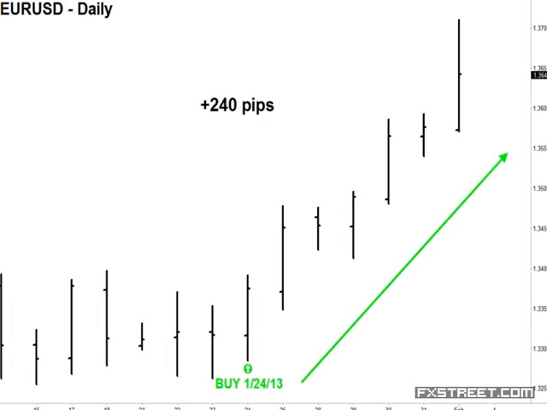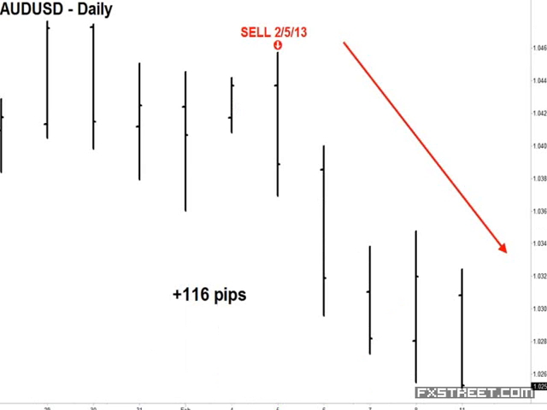Here's another we provided all our members in the Australian dollar. This was on the 5th. This is just about a week ago. We told them to go short, and they quickly made about 116 pips in the next week.